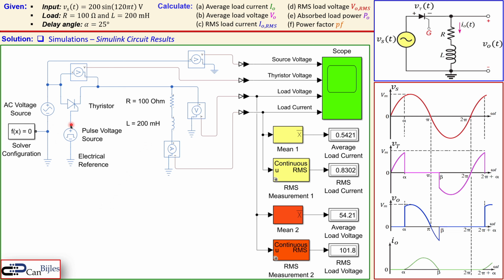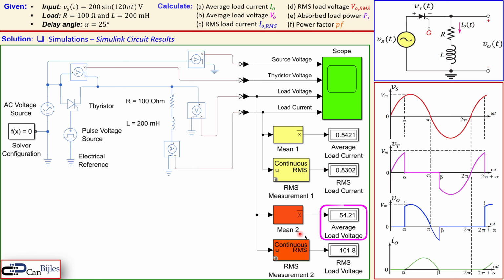This is the pulse voltage source where we actually apply this alpha. We will see the details shortly. I also have some meters: the voltmeter here to measure the voltage across the thyristor, the voltage across the complete load, the current in the load, and also the voltage of the source. So I also put it in the scope. I will also present it shortly. I also calculate the mean value and the RMS value for the load current and the load voltage.